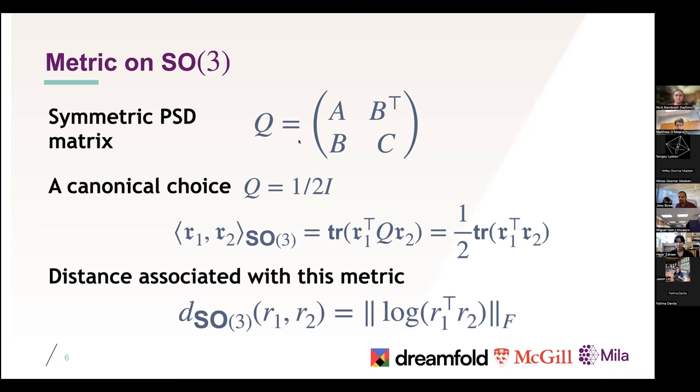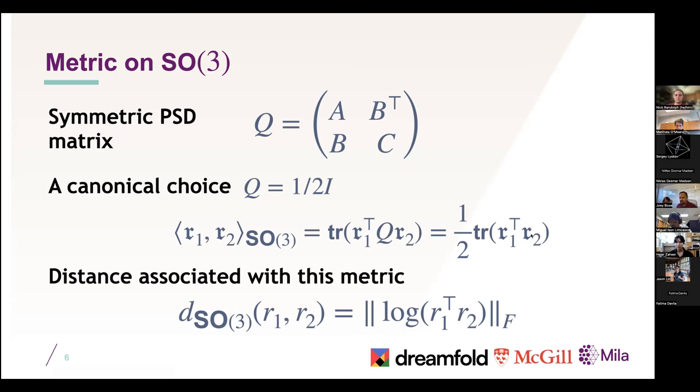If you set Q equal to 0.5 of the identity matrix, it induces this inner product. The inner product is very key because it tells you the bilinear form that is defined at every single point or group element. The bilinear form takes in two vectors, which are the tangent vectors, or in our case, the Lie algebra elements, R1 and R2, and it tells you what the metric on these two vectors is. In the case of SO3, this happens to be the matrix trace of the two algebra elements. And I'll remind you, R1 and R2 over here are skew symmetric matrices.